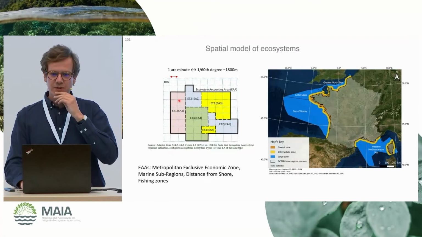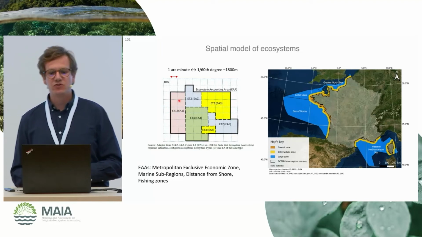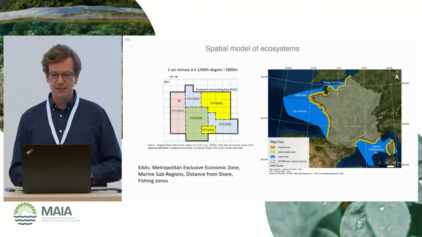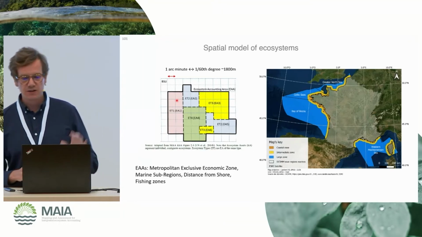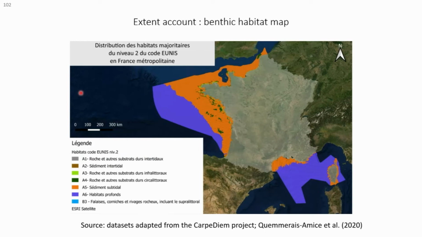So we looked at the administrative boundaries that are used in France for the reporting of the Marine Strategy Framework Directive. So there are 4 sub-regions in France: the Greater North Sea, the Celtic Seas, the Bay of Biscay, and the Western Mediterranean Sea. And so we use this frame of reference to produce the ecosystem accounts. We produced the extent account based on the EUNIS classification of habitats. Here I display it at a quite coarse level. There are 7 different habitats displayed here, but we can go a lot higher, and we can go up to 80 or 90 different habitats that are more interesting for management of protected areas, for instance.